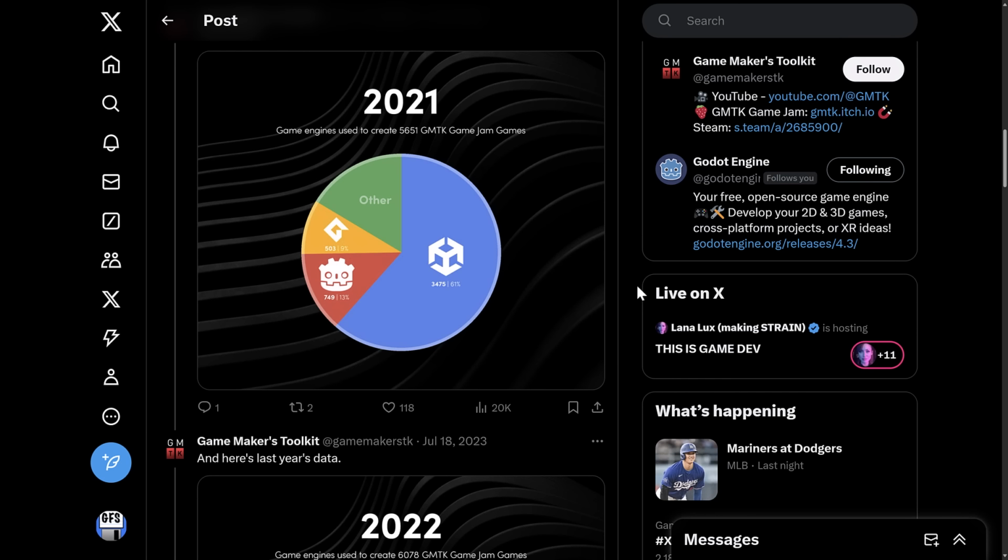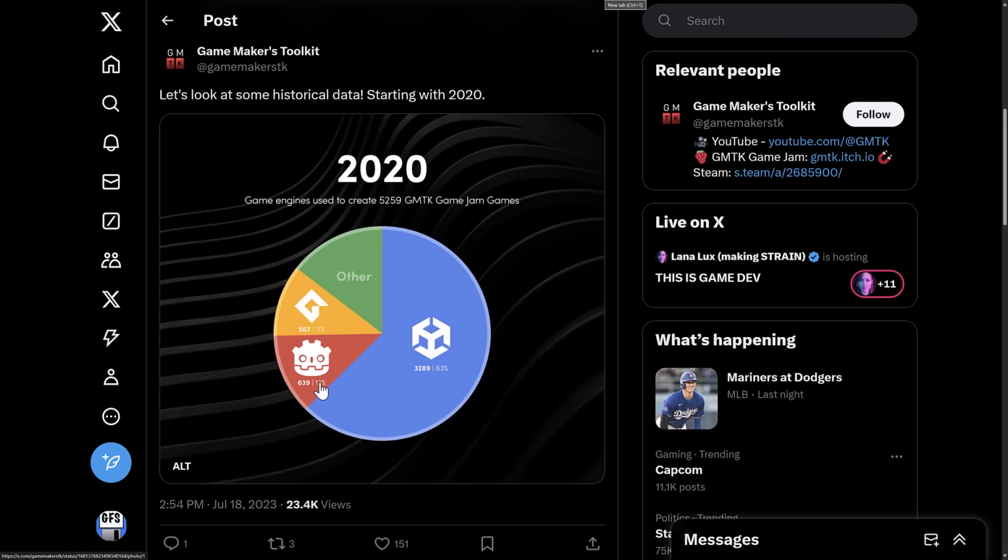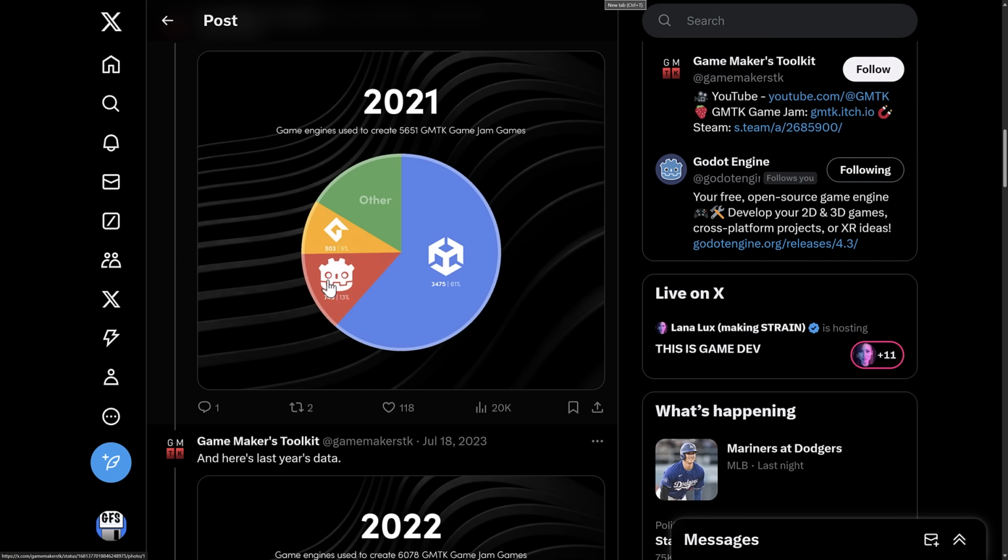And then we move on to 2021. You see Unity is holding pretty much steady. It went from 63 to 61. You got roughly the same number of games, a couple hundred more were created overall. 13% for Godot, 9% for GameMaker, and it's actually other that grew the most. We go back here, 12%, 13%. So there was a little bit of growth for Godot, 1% growth year over year.